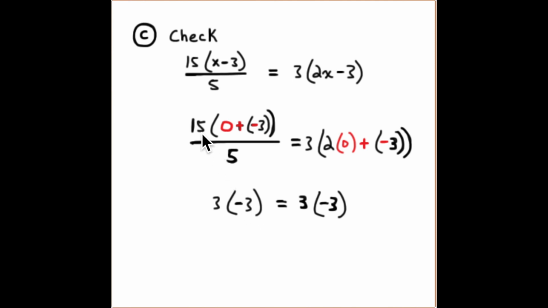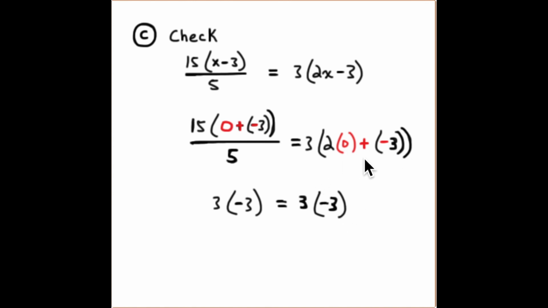And I divided 15 by 5. So this is the same as making this 1/5. So it's 1/5 times 15 times what's inside the parentheses here. And 1/5 of 15 is 3. So 3 times a negative 3. And 2 times 0 is 0. Plus a negative 3 is negative 3.